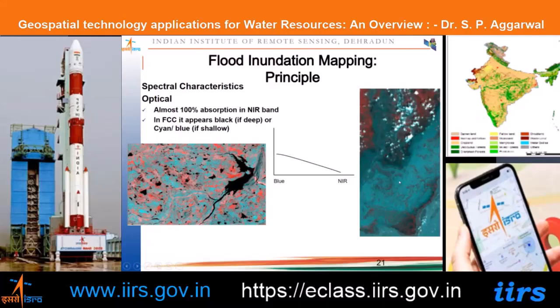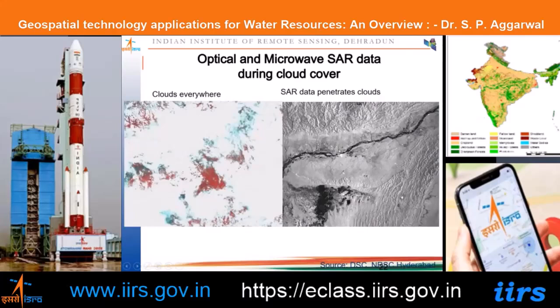There is another problem. Whenever there is a flood, there will be a cloud. Right? You are aware. So look at this. This is one classical example. You can see optical data cannot penetrate into the cloud. It appears like this. This is the optical image. So what to do? We can take a microwave data and you can see flooded area. This is the river and flooded area is visible. So when you are not able to use the optical data because of the cloud, then use the microwave data.